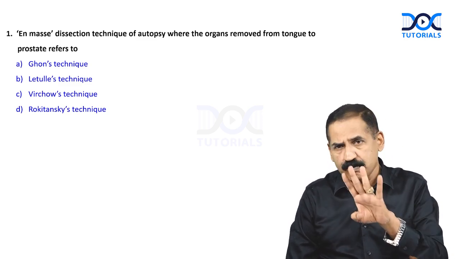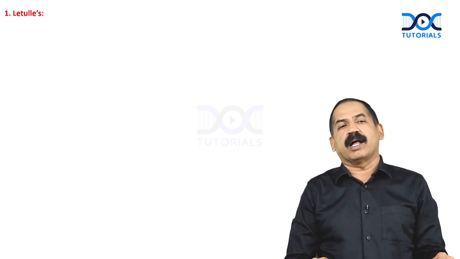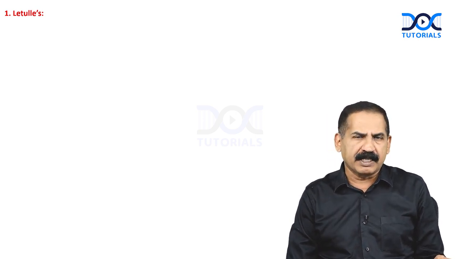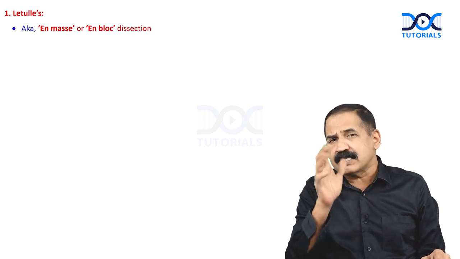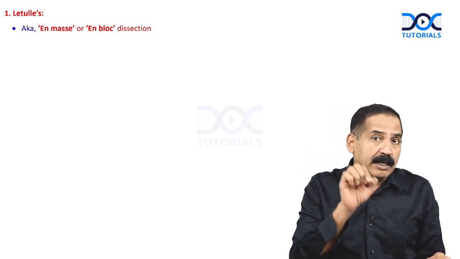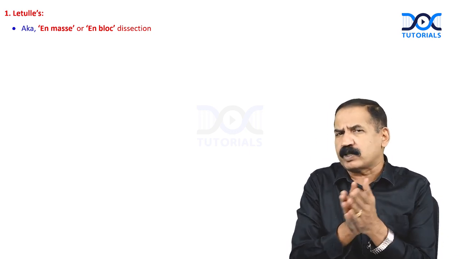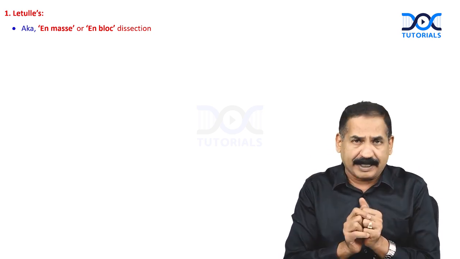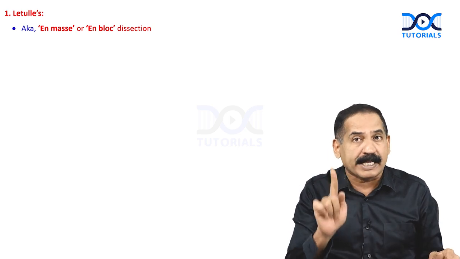Let me teach you 4 techniques of autopsy. Number 1. Lettuce technique. A lettuce technique is also known as en-masse technique or en-block dissection. And see the spelling. It is E-N-B-L-O-C, not B-L-O-C-K.